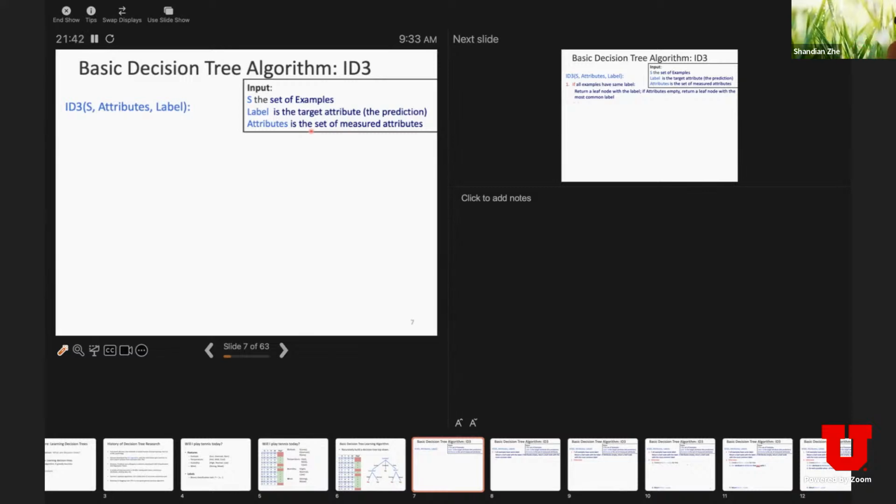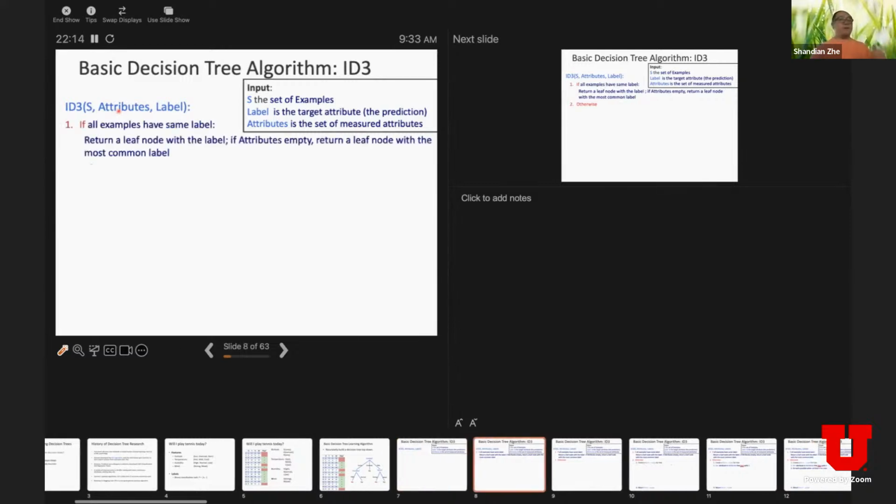raised the question, right? What if your attributes have been exhausted? Even if you still have mixed labels, you don't have any available attributes. Your attribute set is empty. Then at that time you have to stop, right? Because you don't have anything to help you split the data. So that's when we should stop. We should create a leaf node, and we just return.